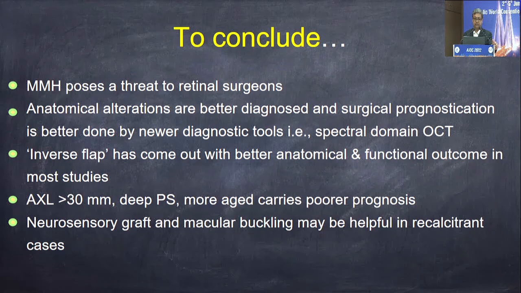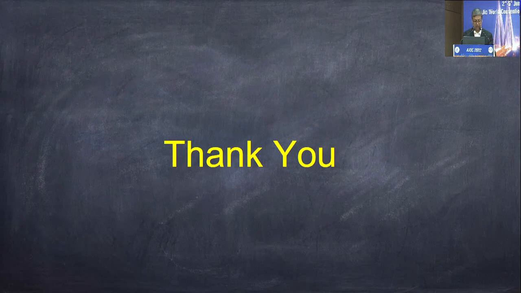So to conclude, it is a very difficult scenario for any VR surgeon. Inverted flap, if you are going inside, gives you a better result. If the axial length is more than 30, with a deep-seated posterior pole and posterior staphyloma, it gives you a poor prognostic outcome. Even if you close the hole or settle the retina, the visual outcome is very bad. Thank you, Dr.